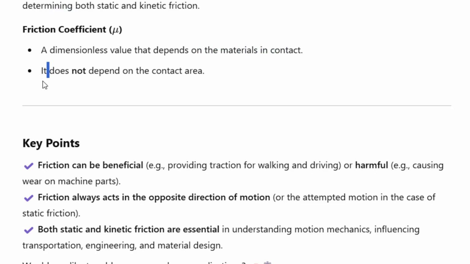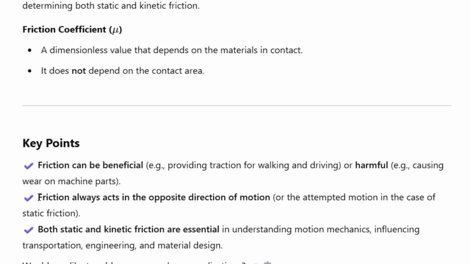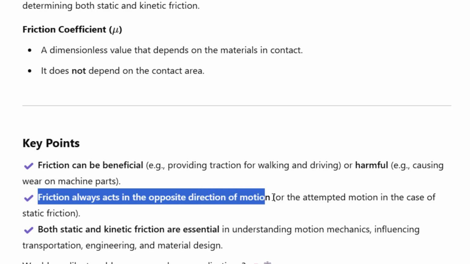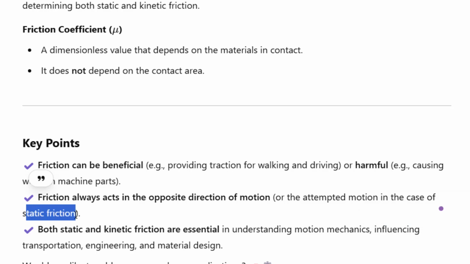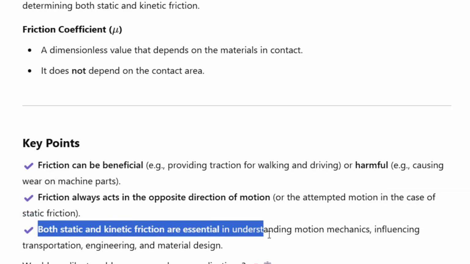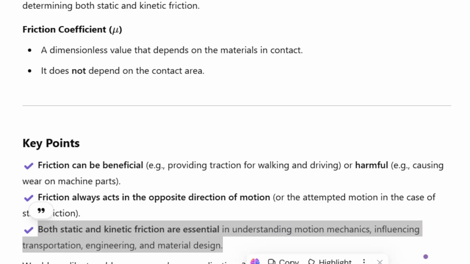Key points. Friction can be beneficial, e.g. providing traction for walking and driving, or harmful, e.g. causing wear on machine parts. Friction always acts in the opposite direction of motion, or the attempted motion in the case of static friction. Both static and kinetic friction are essential in understanding motion mechanics, influencing transportation, engineering and material design.